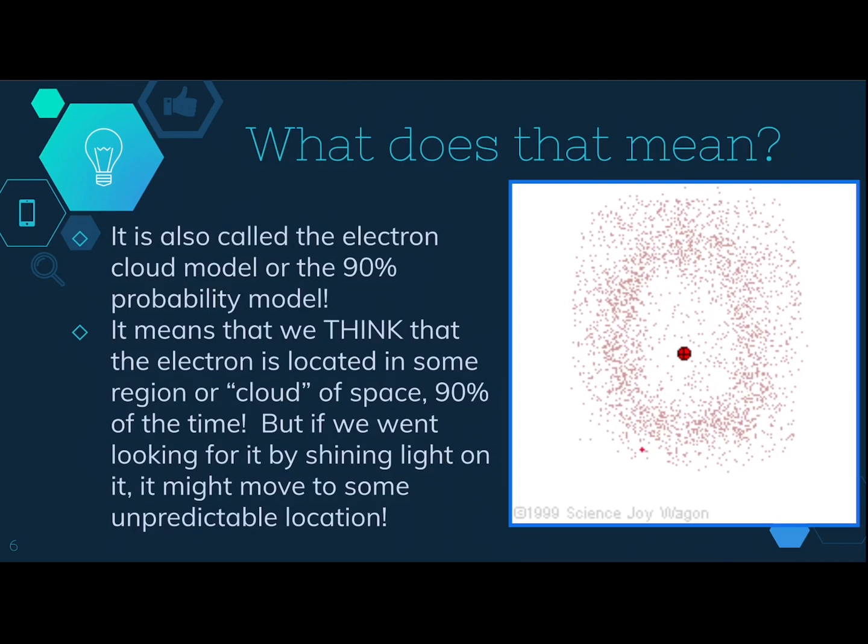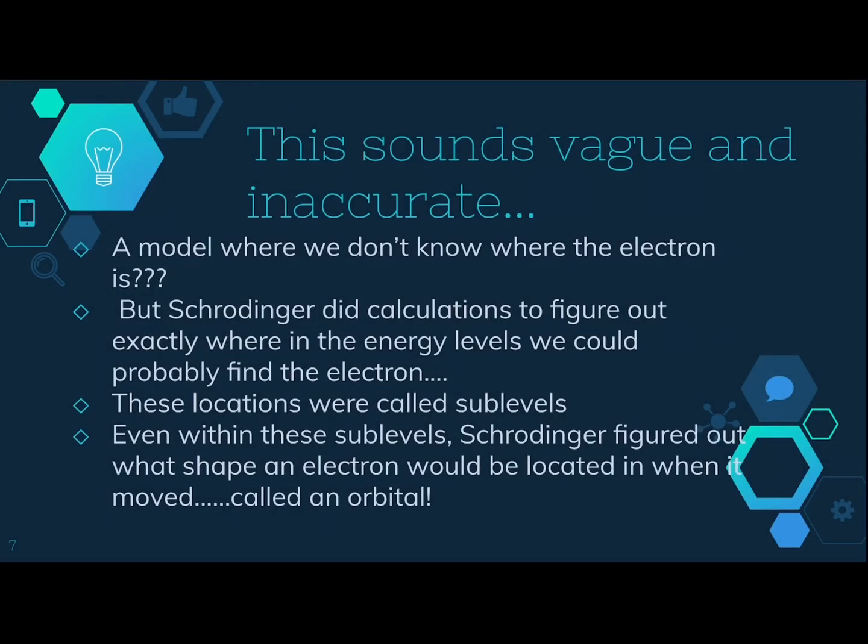This model is also called the electron cloud model or the 90% probability model. It means that we think the electron is located in some region, or a cloud of space, 90% of the time. But if we went looking for it by shining a light on it, it would move to some unpredictable location and we might not know what that location is.